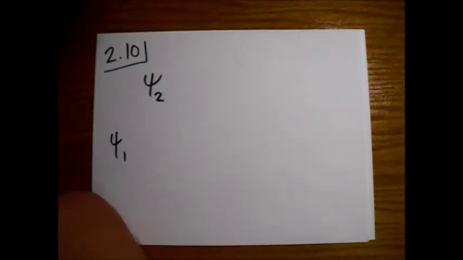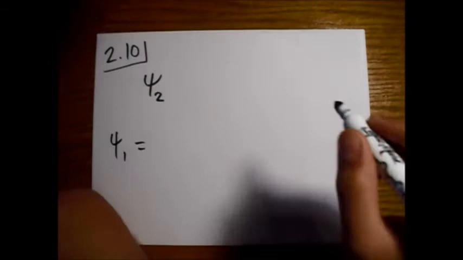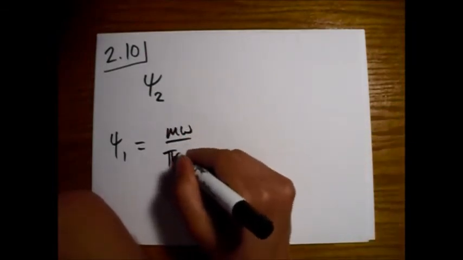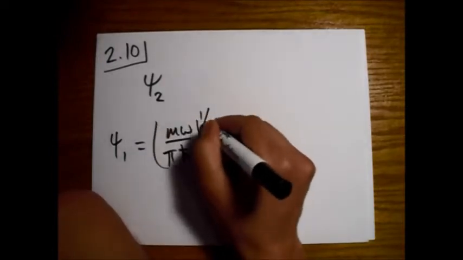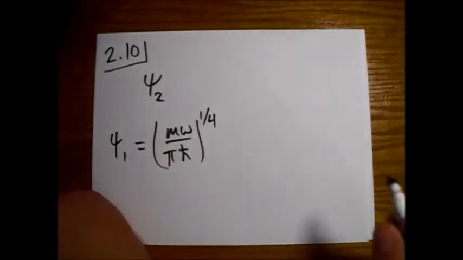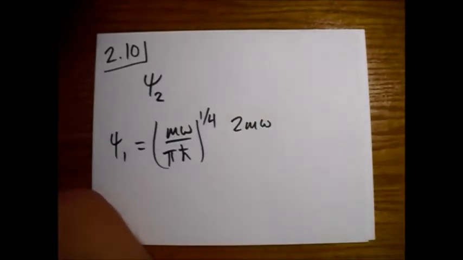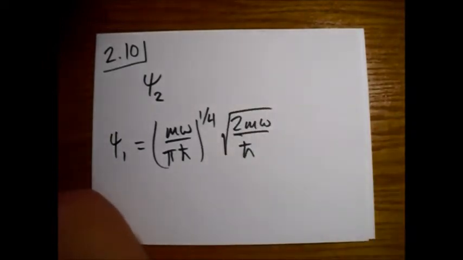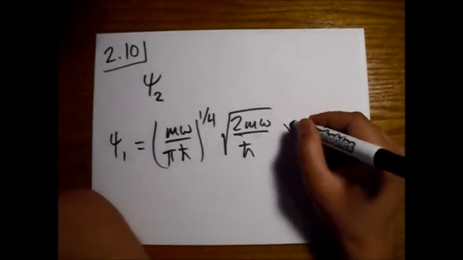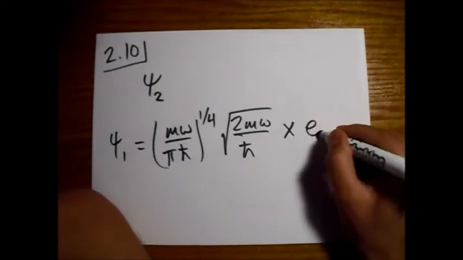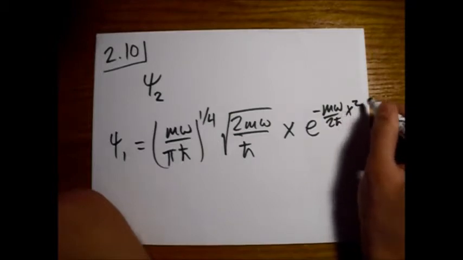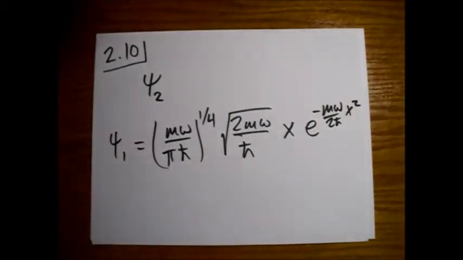So what we have here is (m omega over pi h bar) to the 1/4 power, and then a square root of 2m omega over h bar, and then we have an x, e to the minus m omega over 2 h bar x squared. All right, so here's our psi 1.